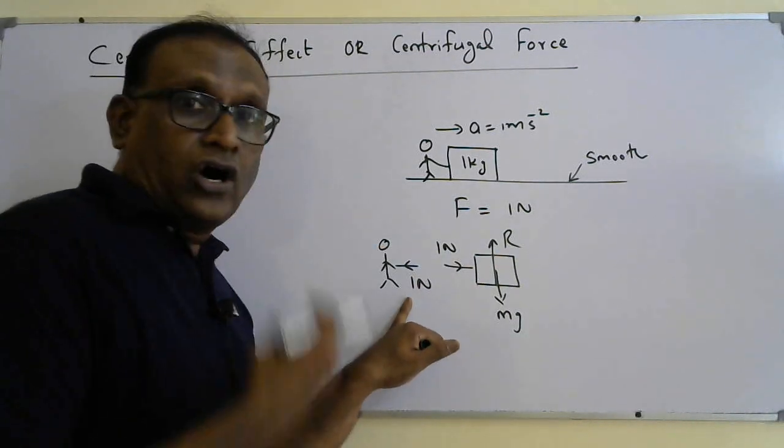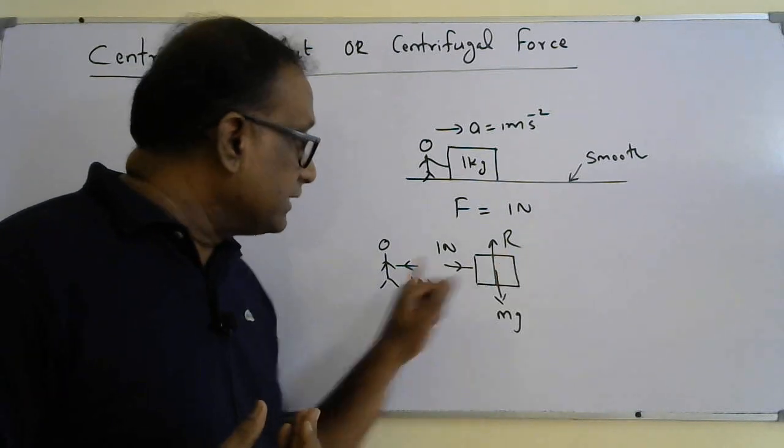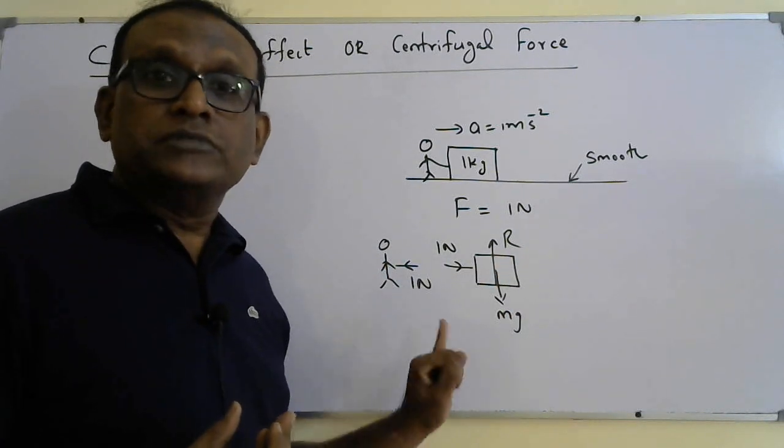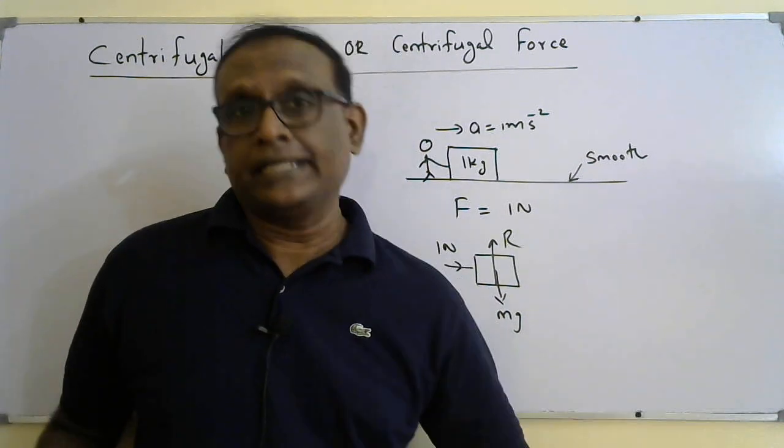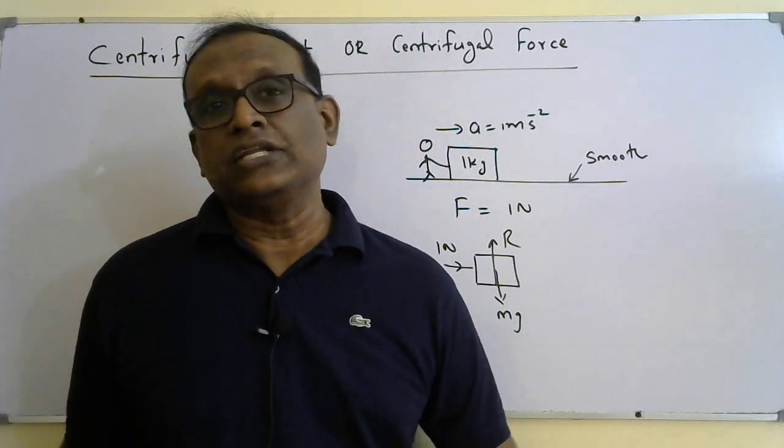How did you get it? What's the origin of this force? The object gave it. The object gave it means the object is showing its resistance to the force you applied on it. Okay, that is the idea of inertia.